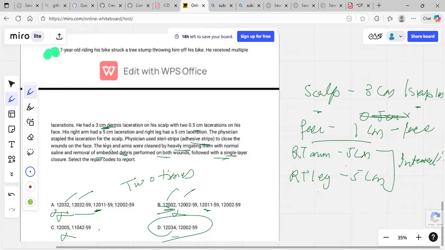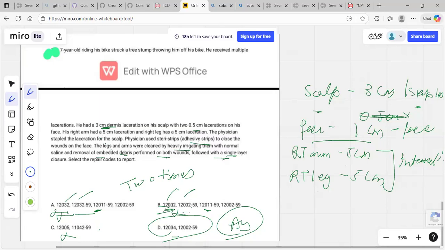Jamil, Vaishnavi, and everyone, is it clear why the answer should be D only? Yes, ma'am. Yes, ma'am. Ma'am, why can't we add that? Why can't we use two codes for the same unit? Is this what you want to ask?